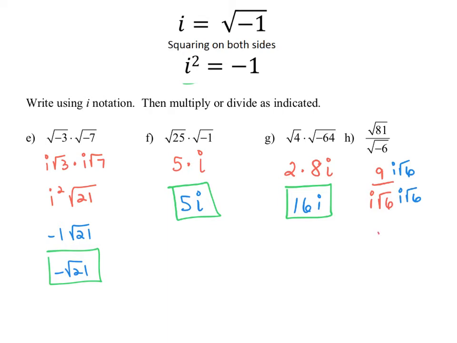Our numerator becomes 9i square root of 6, and our denominator becomes i squared square root of 36, which is 6. We can then simplify this since by definition i squared is equal to negative 1, so we can write this as 9i square root of 6 in the numerator over negative 6 in the denominator. We can further simplify this fraction by reducing 9 over negative 6 and writing this as negative 3i square root of 6 all divided by 2 as our final answer.